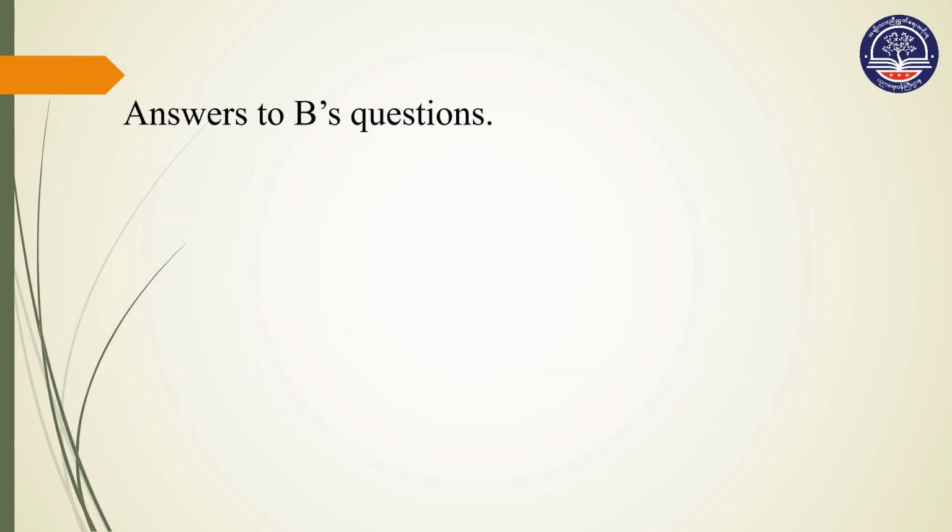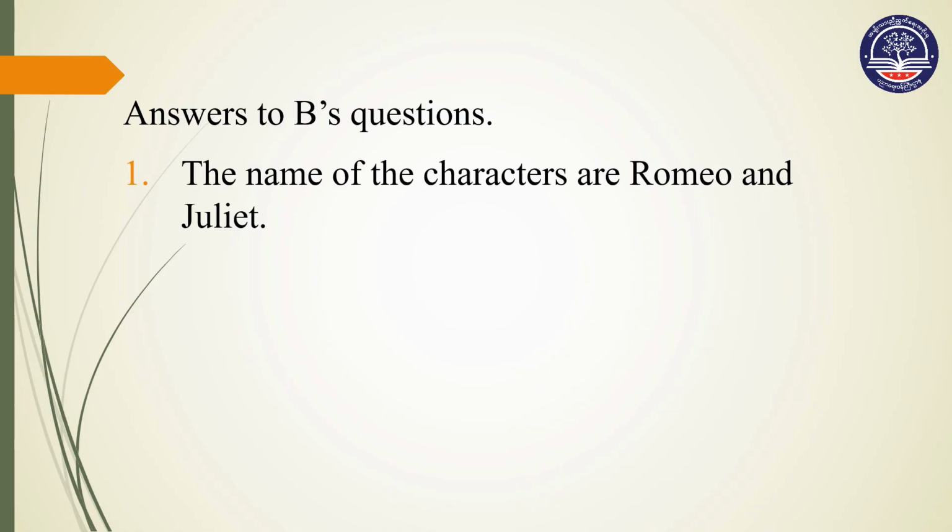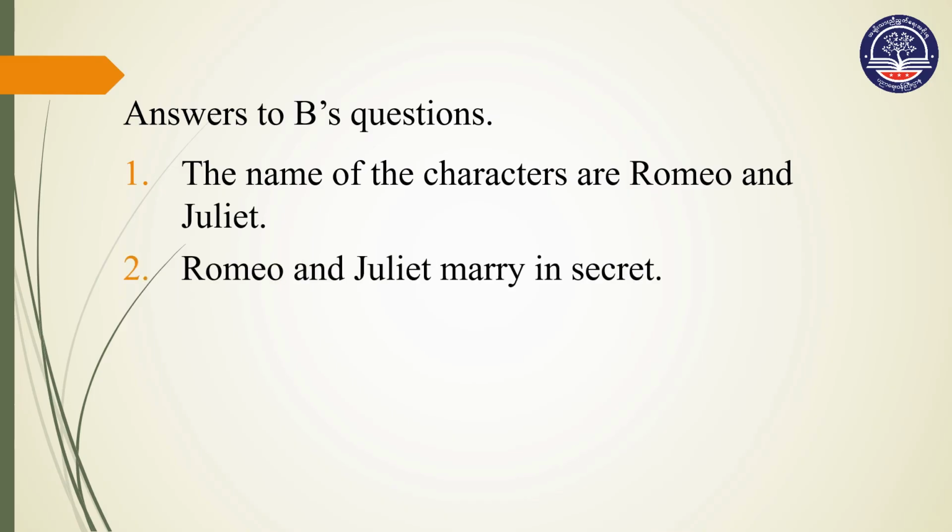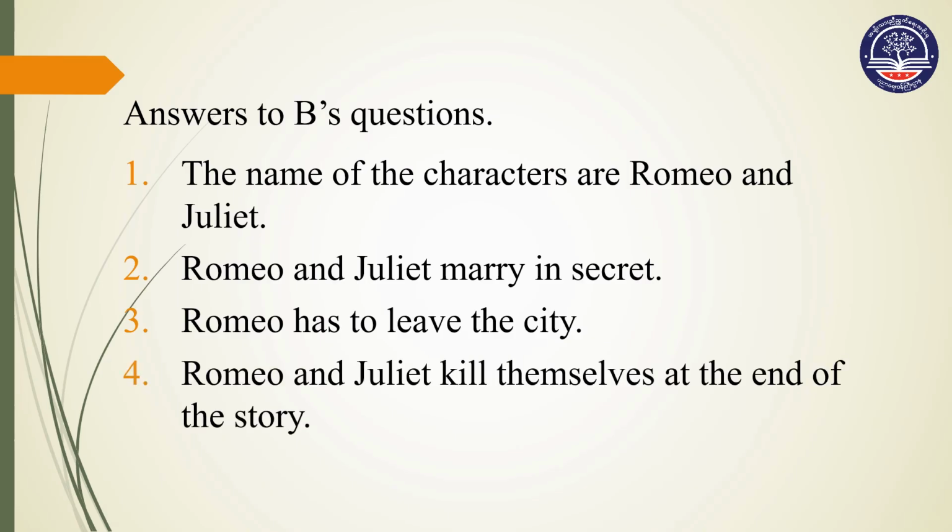These are answer keys for B's questions. Number 1, the names of the characters are Romeo and Juliet. Number 2, Romeo and Juliet marry in secret. Number 3, Romeo has to leave the city. Number 4, Romeo and Juliet kill themselves at the end of the story.